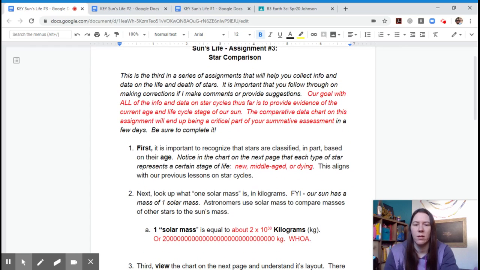So the chart where it pegs things as either new or infant, middle-aged or adult, or dying, that's an important piece, and we've been talking about that from the beginning. Stars have a phase of life that they're in at any one time.